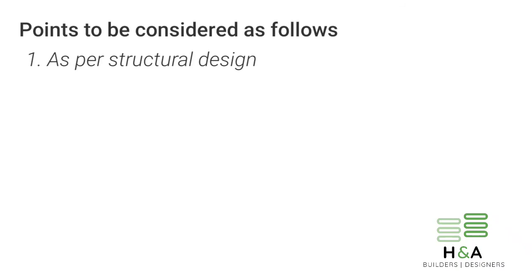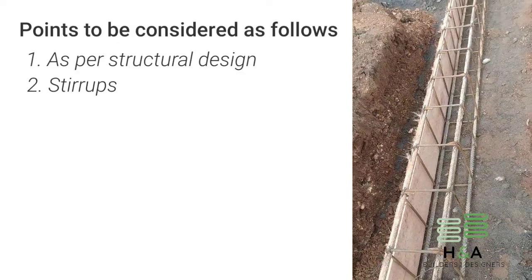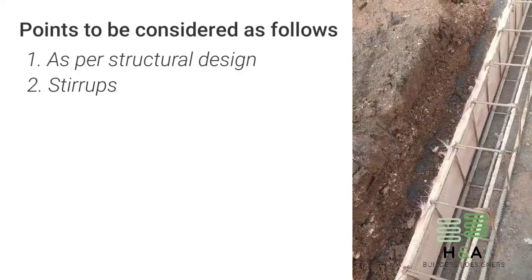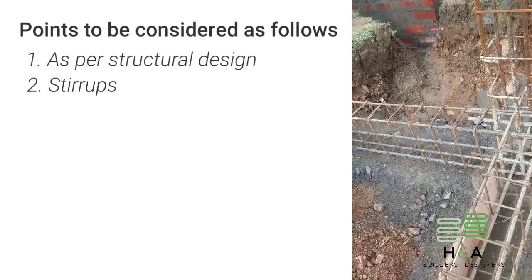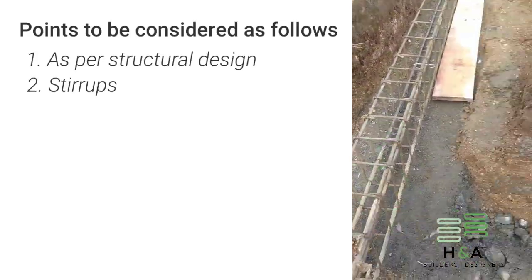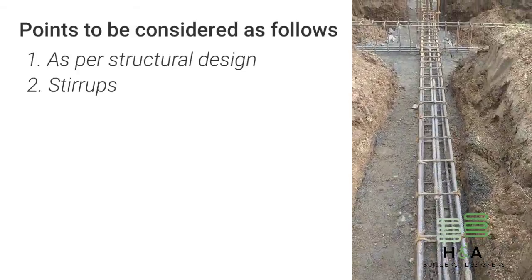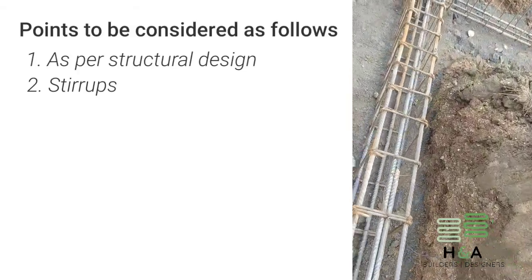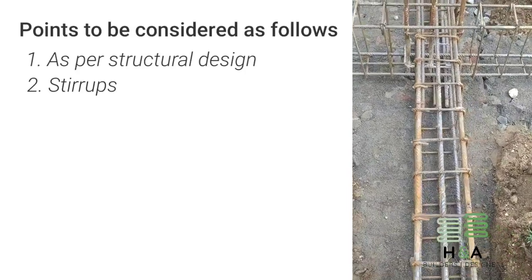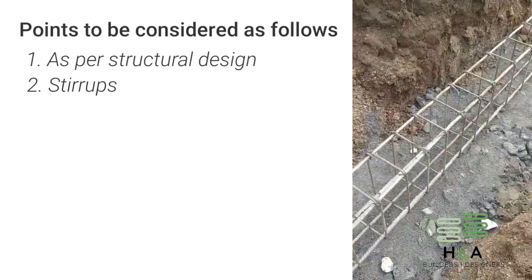And the next point, number 2, is about the stirrups, that is rings. We have to provide rings at alternate positions. You can see here I have provided the plinth beam rings at alternate positions, and here I have provided rings at minimum spacing near the support and normal spacing at the mid span.